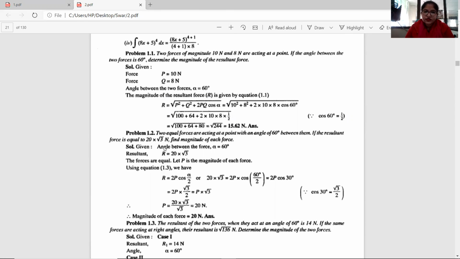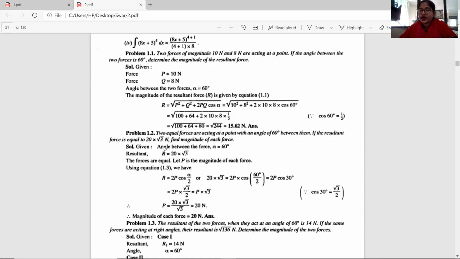The problem says two forces of magnitude 10 Newton and 8 Newton are acting at a point. If the angle between the two forces is 60 degrees, determine the magnitude of the resultant. What we have to determine here is the magnitude of the resultant force. So force 1, P, equals 10 Newton. Force 2, Q, equals 8 Newton. The angle between these forces is alpha.